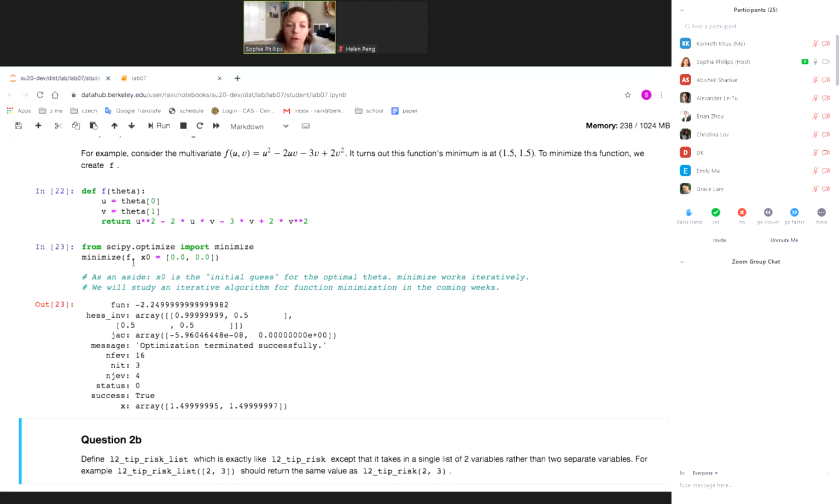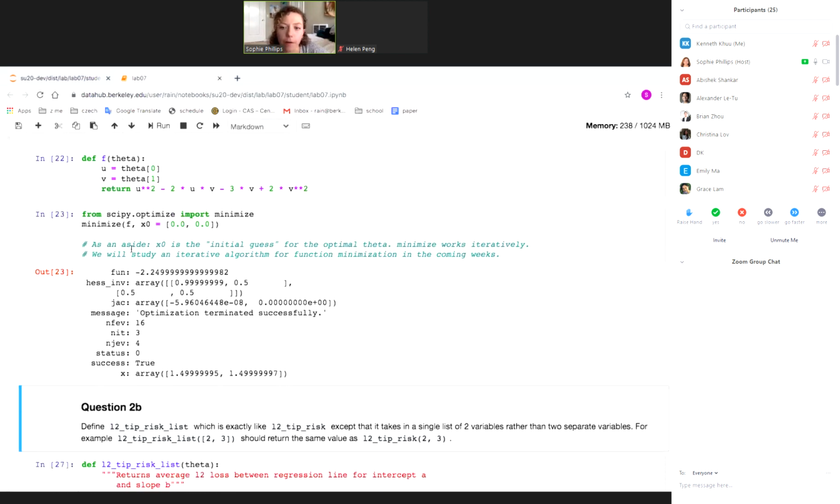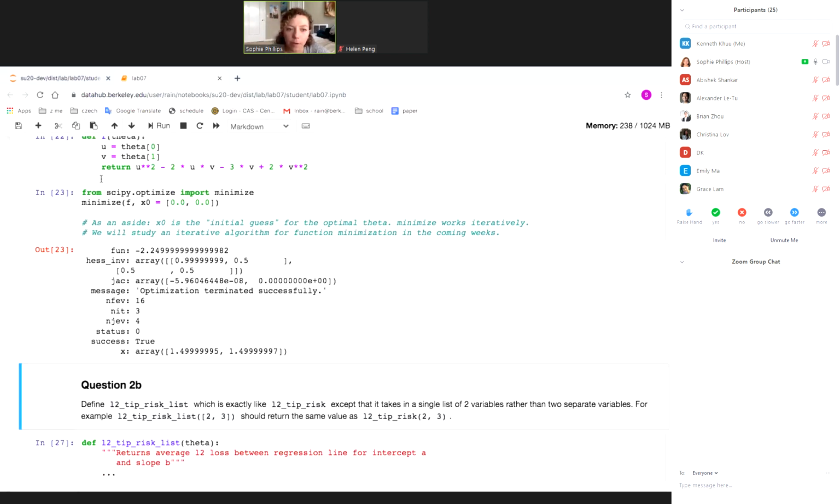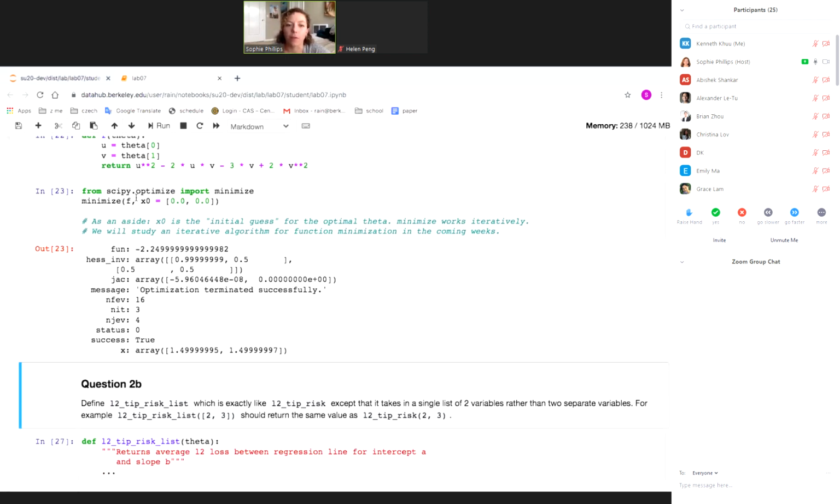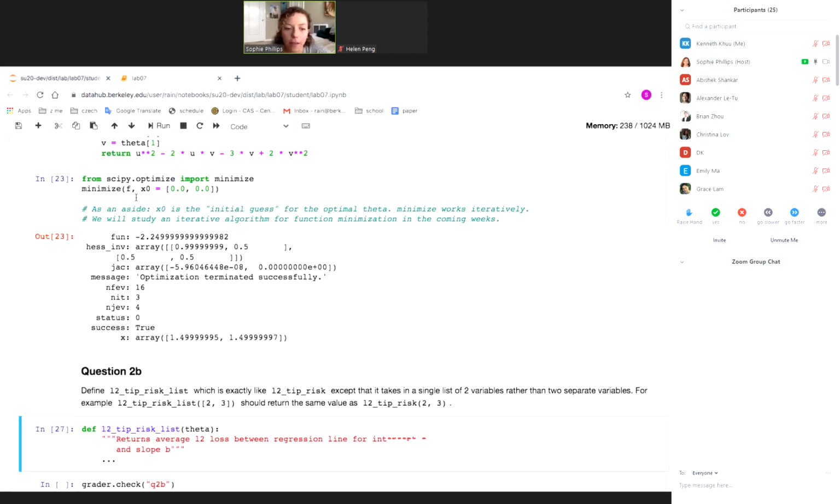I noticed this extra argument x naught. X naught specifies the initial guess for the optimal theta. Minimize works by starting with an initial guess, finding the value of the function at that guess, and then it adjusts towards the minimum. And it does this iteratively. We'll talk about this process later, like with gradient descent and other optimization functions. A common initial guess is 0, 0. That's just a standard initial input.